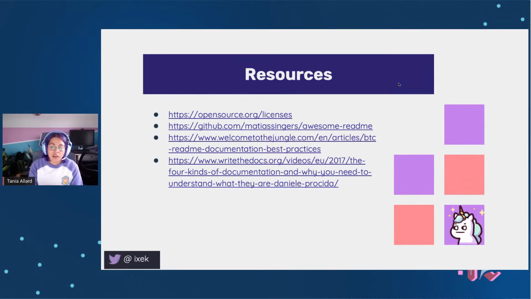And the last link is for an amazing presentation from Daniele Procida. He is amazing for Write the Docs, and it's about the four kinds of documentation and why you need these different kinds of documentation and what they are for. So these also will help you to set the context for the kind of examples and onboarding guides that you might add to your READMEs to welcome new users or new contributors.